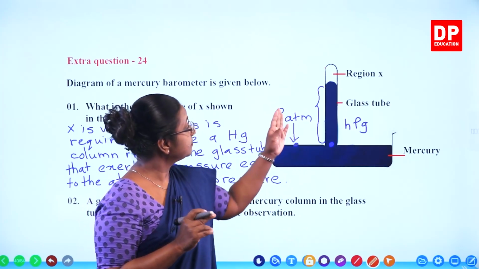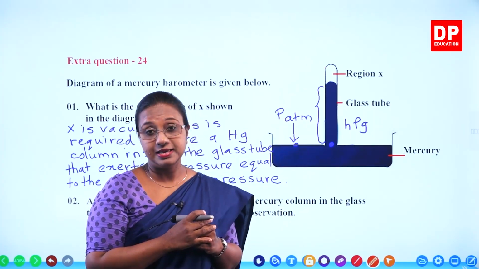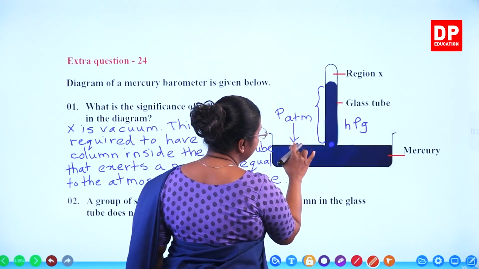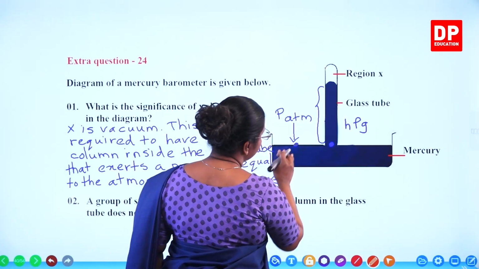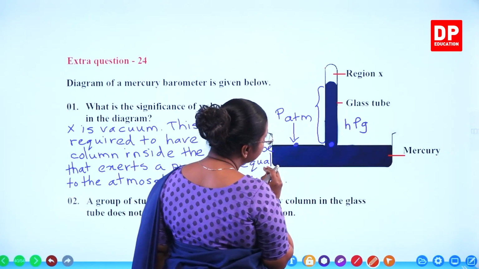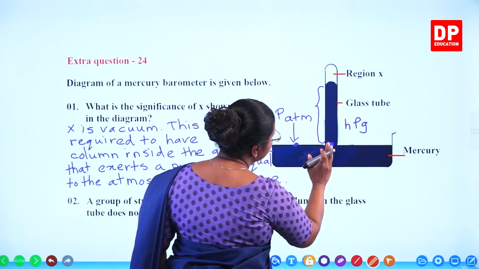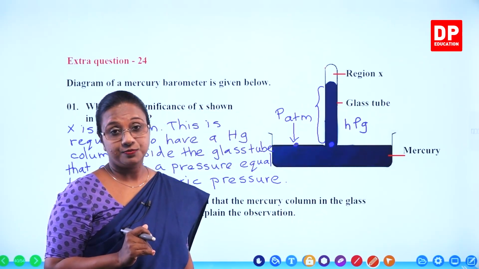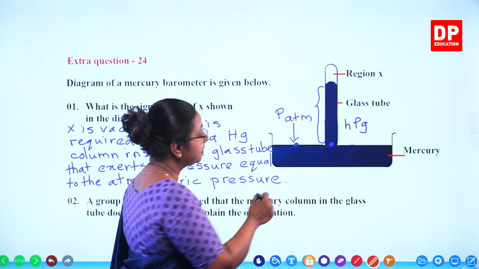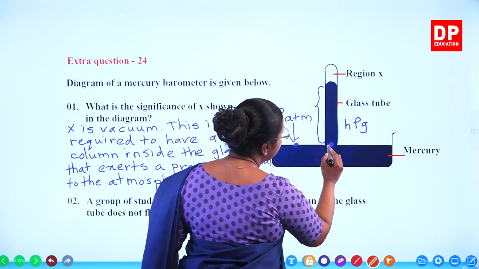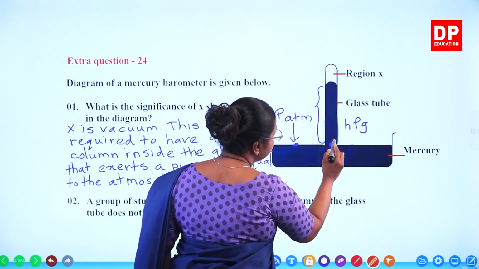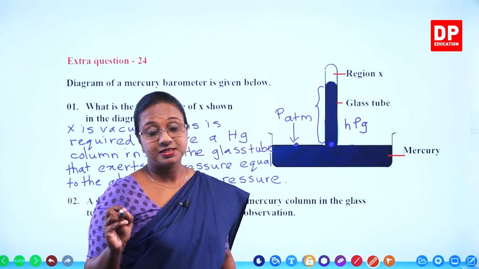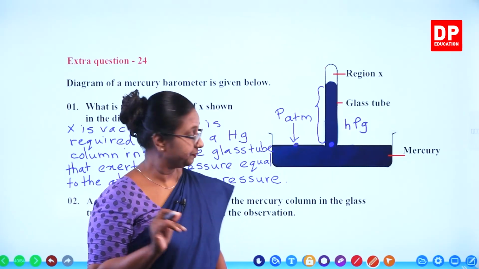So, how is this mercury column held up like that? Because there is pressure exerted by the atmosphere on this surface. So, that pressure is transmitted through the mercury that pushes the mercury column into the glass tube. So, because there is a pressure acting here that is able to bear this weight of the mercury column. That's how it happens. Can you all understand that?